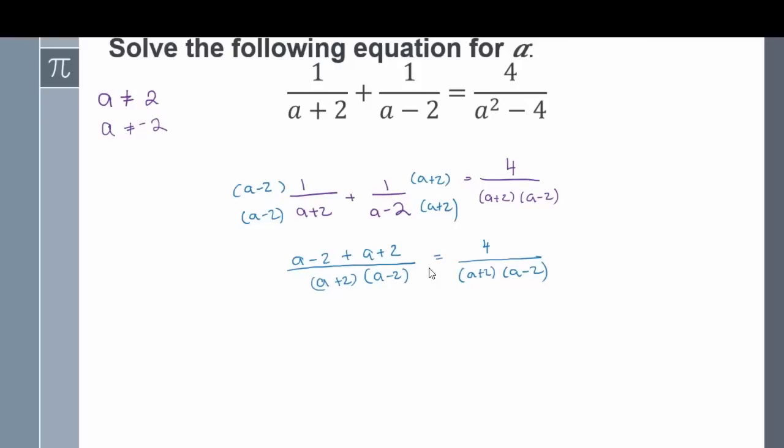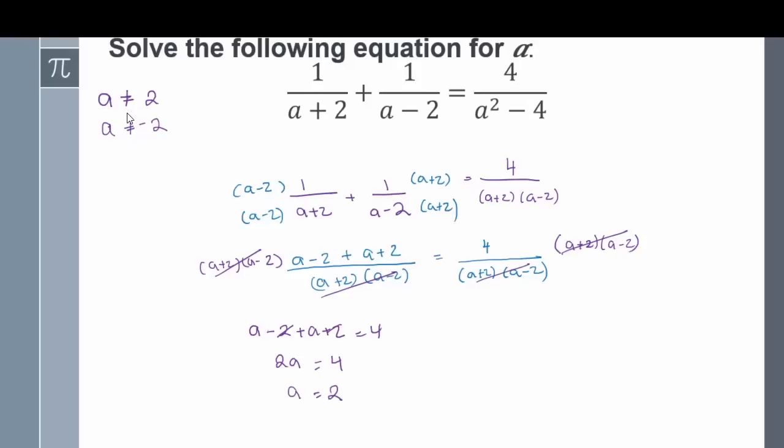Now, in order to solve, I am going to multiply both sides of my equation by a plus 2, a minus 2, which helps get rid of the denominator and gives us a minus 2 plus a plus 2 is equal to 4. We can solve this equation, combine our like terms. A plus a is 2a. Negative 2 plus 2 add up to 0. So 2a is equal to 4. A is equal to 2.